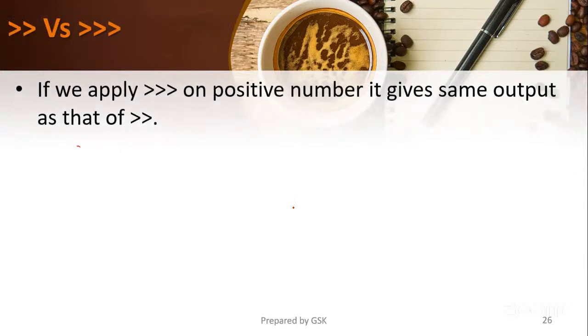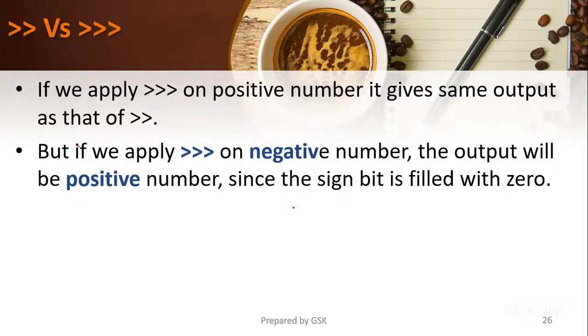So if we apply unsigned right shift on a positive number, it gives the same output because the sign bit is 0. 0 indicates positive. Unsigned right shift also fills the empty places with zeros, so that gives positive. But if we apply unsigned right shift on a negative number, in this case also the sign bit is filled with zero. 0 indicates positive. So the input is negative, the output is positive. This is the only major difference.